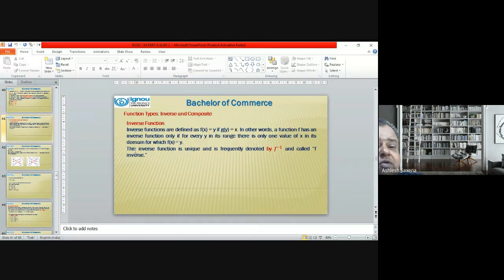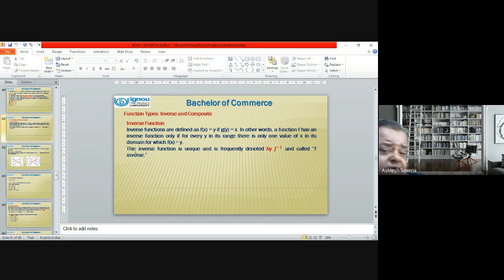Now we move to inverse and composite functions. Inverse functions are defined as f(x) equal to y if g(y) is equal to x. In other words, a function f has an inverse function only if for every y in its range, there is only one value of x in its domain for which f(x) is equal to y.